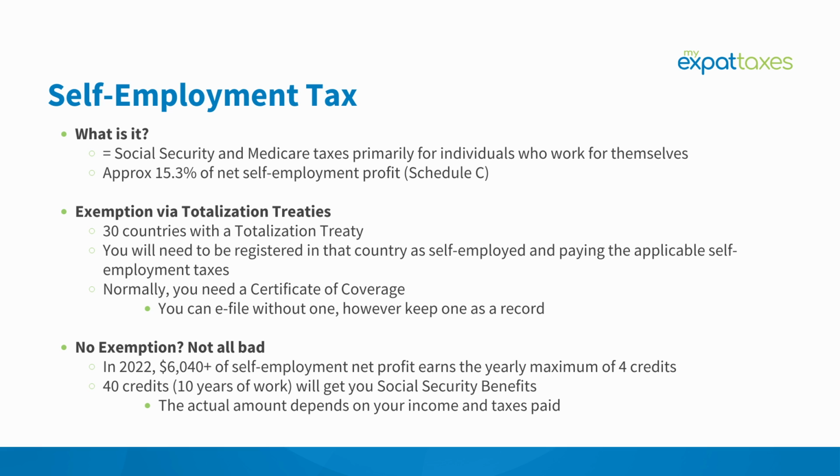So if you have this Totalization Treaty between the country you live and work in and the US, then you may be eligible to use it. And if you're eligible to use it, aka you are registered as self-employed in your local country and you're paying the relevant taxes, you basically can claim the Totalization Treaty and get exempt from this 15.3% self-employment tax. It's a little bit difficult to claim the exemption just because the IRS has not made it straightforward. But basically what you normally need is a certificate of coverage, some type of certificate saying, yes, you are registered abroad and you're paying the relevant taxes abroad. You would normally attach this to your tax return and paper mail it.